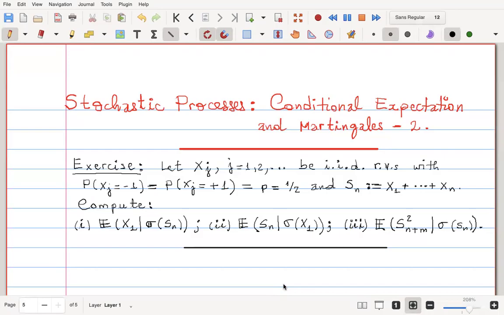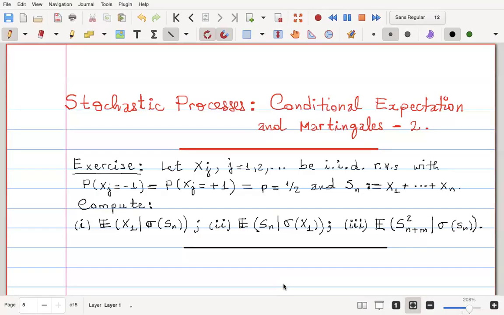So you are given Xi, a sequence of random variables, IID, that is independent and identically distributed, with probability that Xi is equal to -1 being the same as the probability that Xi is equal to +1, which is constant, equal to 1/2. And we denote by Sn the sum of Xj, where j runs from 1 to n. So the sequence Sn is what we commonly call a symmetric random walk. So we are going to be dealing with a symmetric random walk.